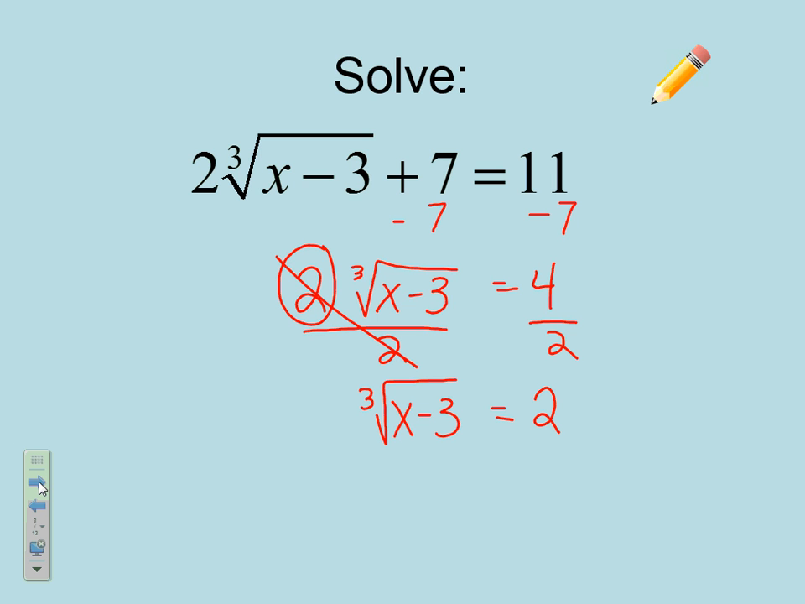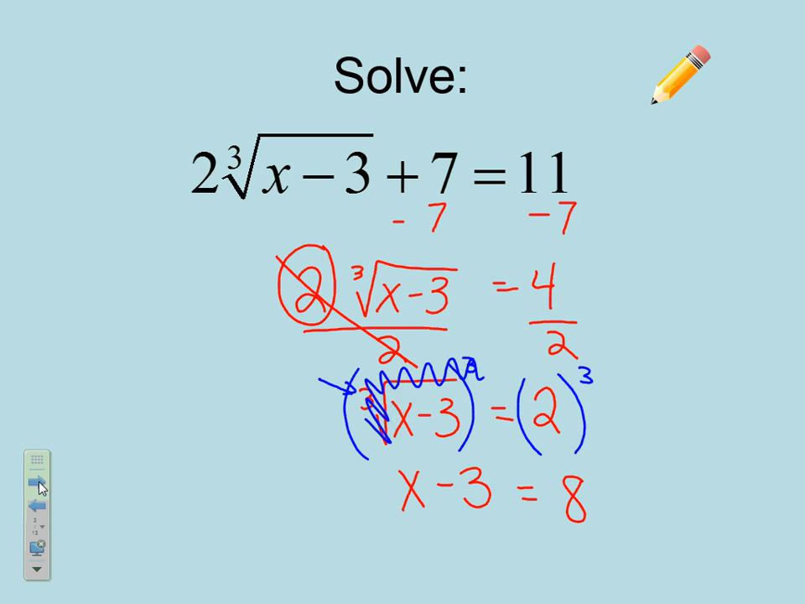Now to get inside there, to get at that x, we need to get rid of this cube root symbol, the radical. How do we do that? Well, the opposite of cube rooting would be cubing. So we're going to go ahead and cube both sides of the equation. By doing that, I make 8 over here. That's 2 to the third power. And the cube root and the cube are inverse operations of each other, so I'm left with just the x minus 3. And now I can go ahead and add the 3, and I find that x equals 11.